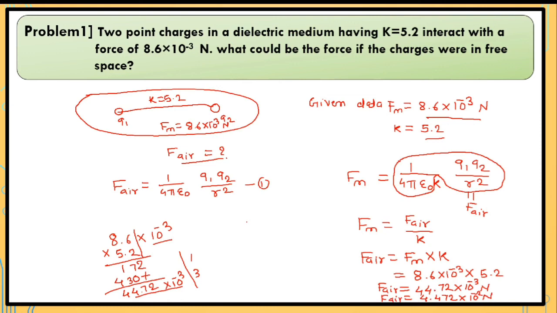Here we have just shifted the decimal point, so from 10 to the power minus 3 we are now at 10 to the power minus 2. So this is our required answer.